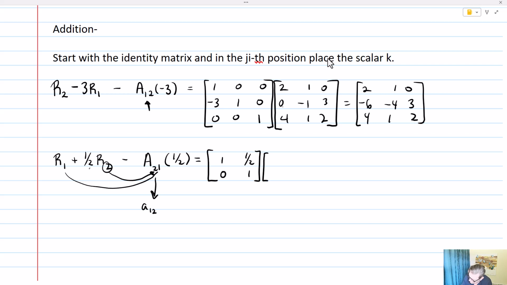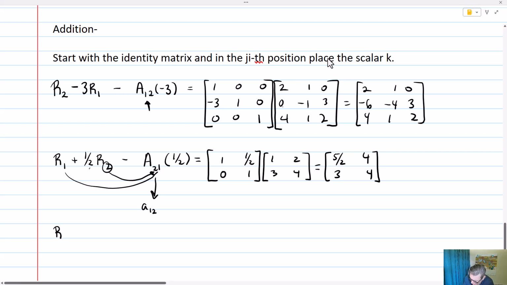We go in here, let's say we take 1, 2, 3, 4, and what we should expect to have happen, we get 1 plus 3 halves, that'll end up being 5 halves. We'll have 2 plus 2, that's 4, and then the second row should remain exactly the same, 3, 4. So we've gone in and we've added 1/2 times our second row plus our first row, and that's our addition matrix. Let's do this one more time, give it an example again.